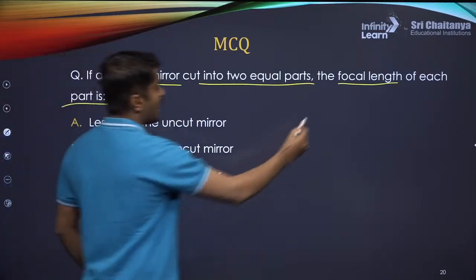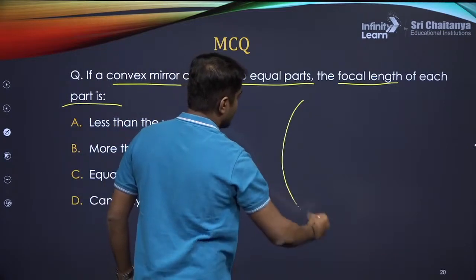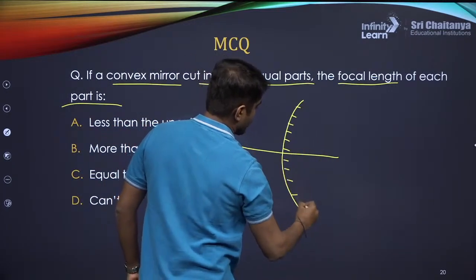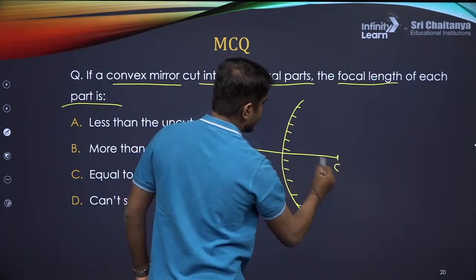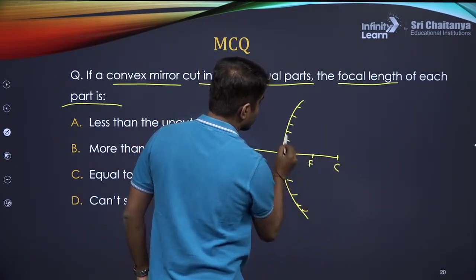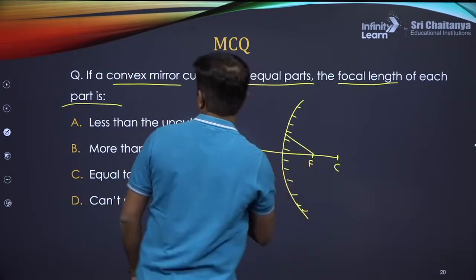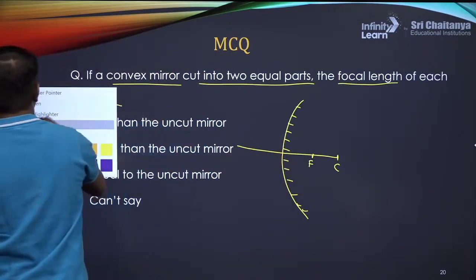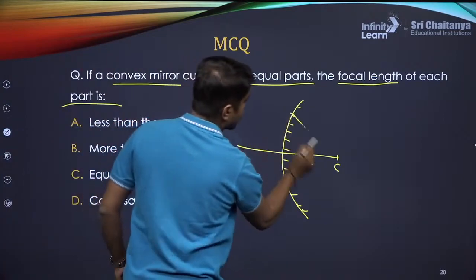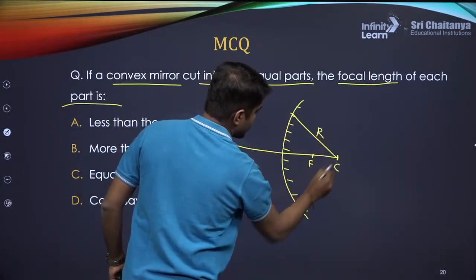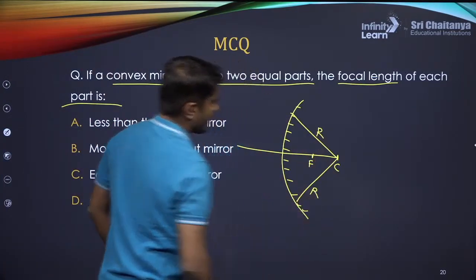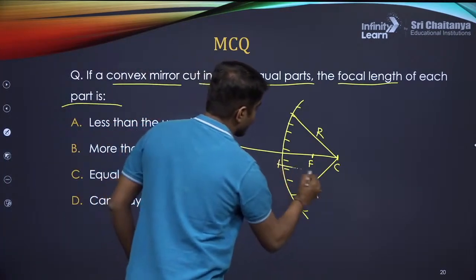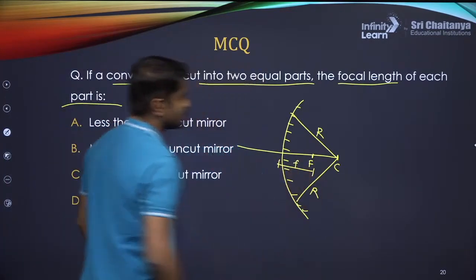So we have a large convex mirror. There is a convex mirror, let's suppose. There is a center and this is a focus. Okay, this will be the radius of curvature. This is a radius of curvature. What will happen to the focal length? Focal length is this distance from here to here. This is a focal length.